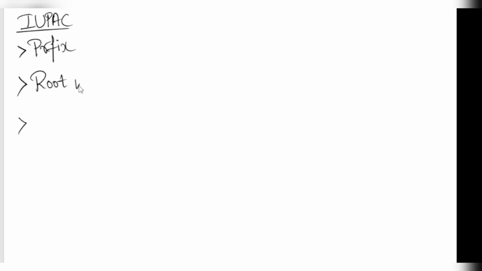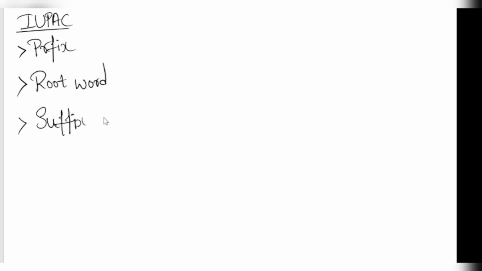Now if we talk about IUPAC nomenclature, it can be broadly classified into three groups. First, we'll learn the full form of IUPAC. This is International Union of Pure and Applied Chemistry. And broadly, it can be classified into three major types. First one is prefix. The second one is root word, and the third one is suffix.